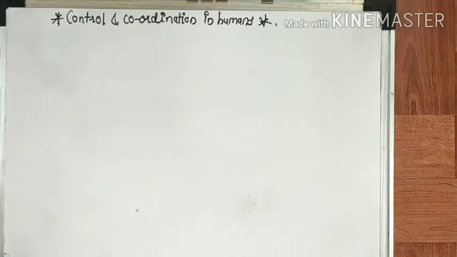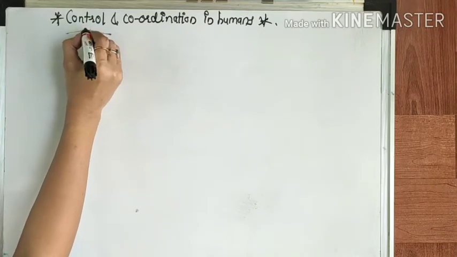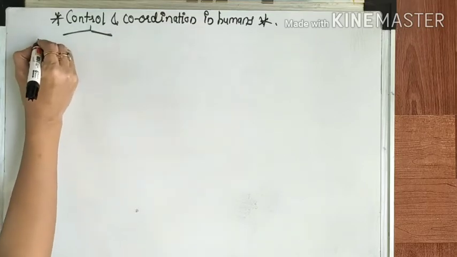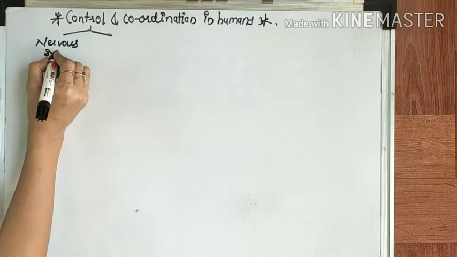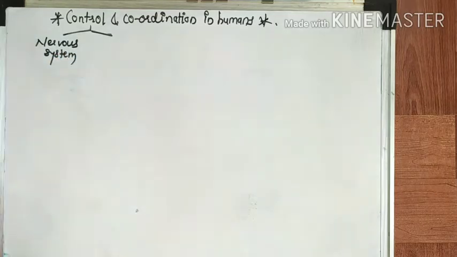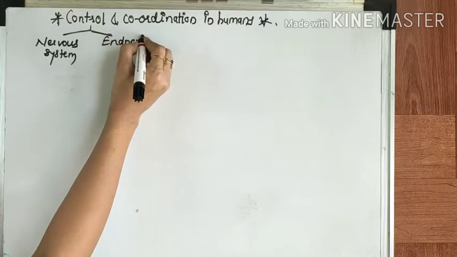Fine? Okay. So basically, there are two systems present in our body. How many? There are two systems present in our body. First is called the nervous system and second is called the endocrine system, or it's known as the hormonal system.